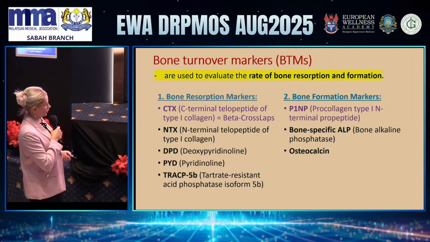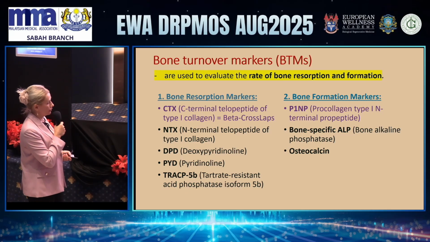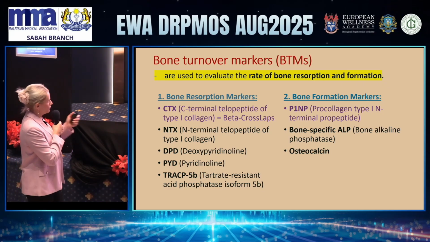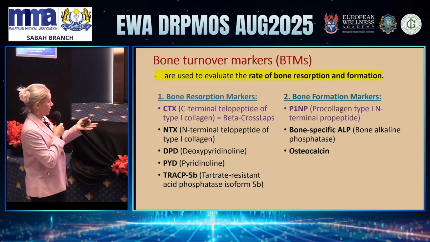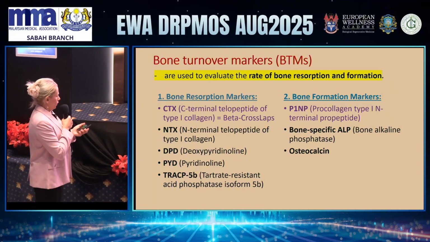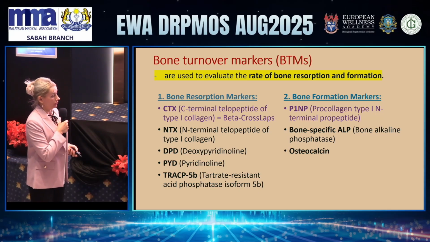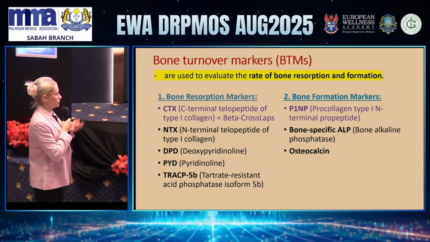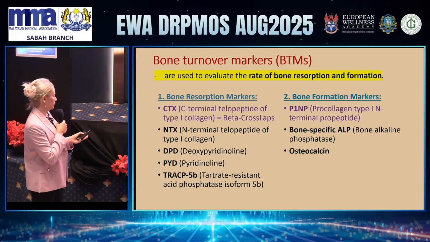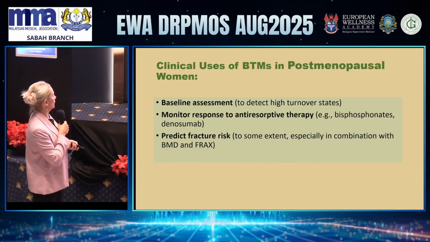So the most used are two. The marker CTX, the so-called beta-CrossLaps, and among the markers of bone formation, it's procollagen type 1 N-terminal propeptide, P1NP. Sometimes also osteocalcin. Osteocalcin is a protein that is synthesized by osteoblasts. Together with collagen type 1, osteocalcin, osteonectin, osteopontin, all these proteins that we have in our bones are produced by osteoblasts.